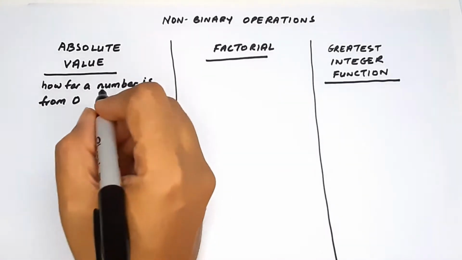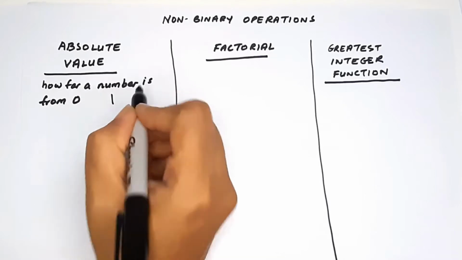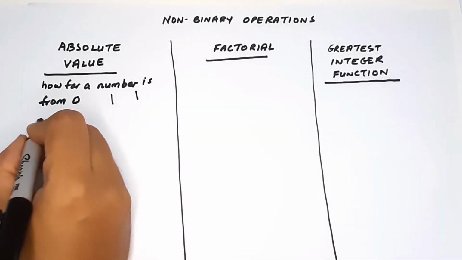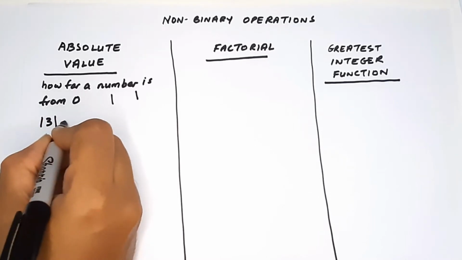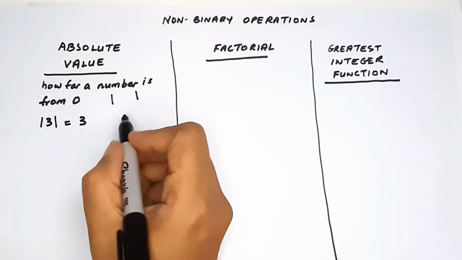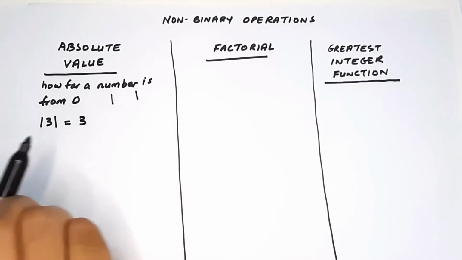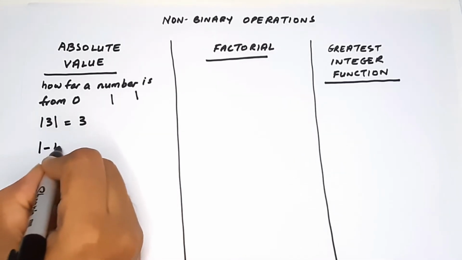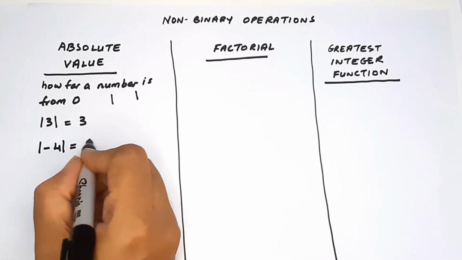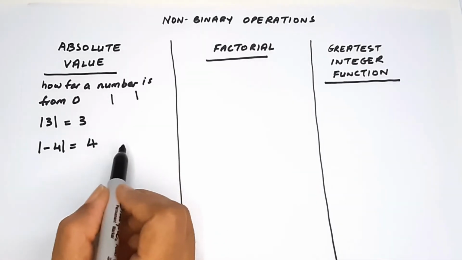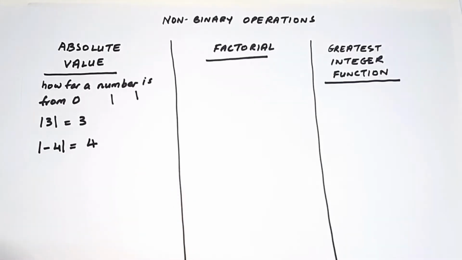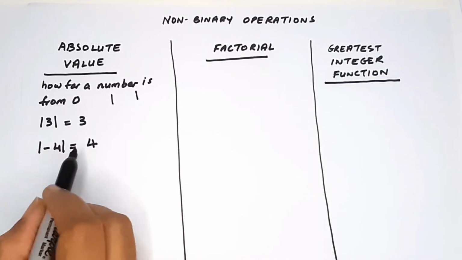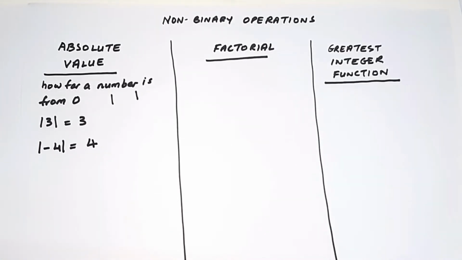The symbol for absolute value is 2 vertical bars. All right, let me show you an example. The absolute value of 3 is 3. If you look at 3 on the number line, how far is it from the number 0? It's 3. The absolute value of -4 is 4. It gives you the distance of 4 from 0 on the number line. It doesn't matter if it's positive or negative. It gives you the distance of this number from 0.